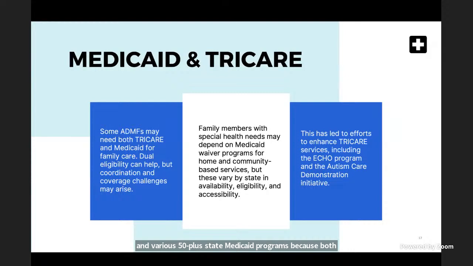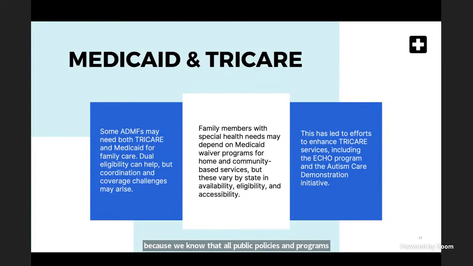Family members with special health needs may depend on Medicaid waiver programs for the HCBS services that we talked about. And again, I think I've emphasized that they vary from state to state. This has led to efforts to enhance TRICARE services, including the ECHO program and the Autism Care Demonstration Initiative. Not to say that more work is not needed, because we know that all public policies and programs are about a process of continuous improvement over time.